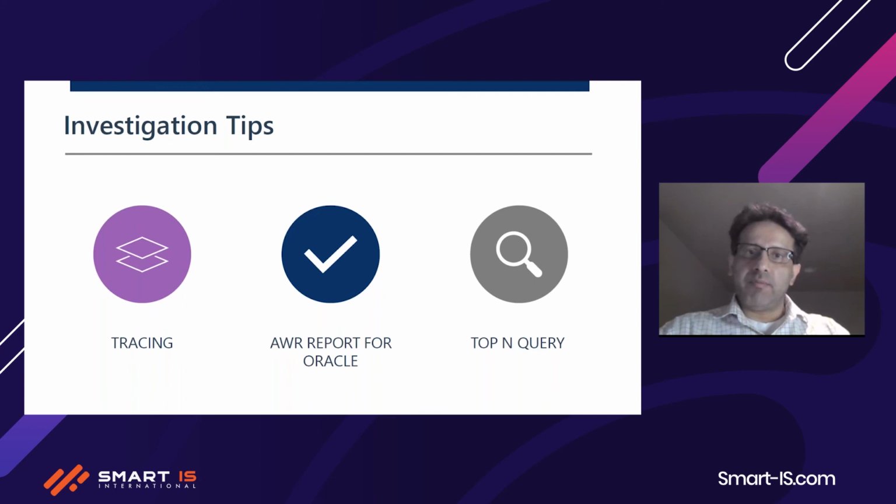That is a very important thing: you might be seeing the symptom of inventory movement being slow, but your issue might be that in pick release, one of the SQL statements there was bad. So this kind of AWR report or top-N query would be able to tell you this information.